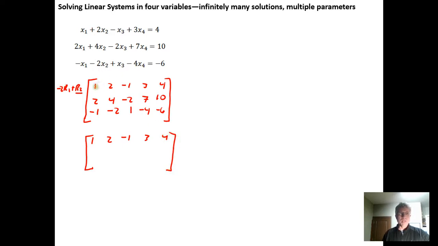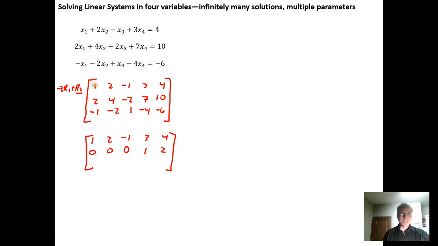Negative 2 times 1 is negative 2 plus 2 is 0. Negative 2 times 2 is negative 4. Plus 4 is 0. We have negative 2 times negative 1 is positive 2. Plus negative 2 is 0. And here we get negative 2 times 3 is negative 6. Negative 6 plus 7 is 1. And we get negative 2 times 4 is negative 8. Plus 10 is 2. And now we need to get a 0 in this position underneath this leading 1.